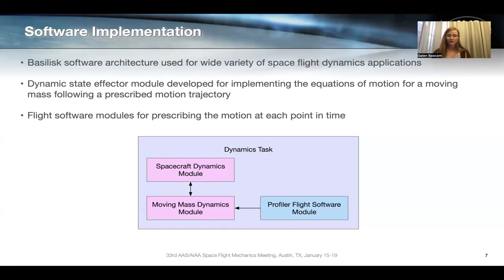The other thing that we developed was a set of profilers that feed in as messages to this dynamics module what those quantities, the r_FM, r'_FM, and r''_FM, should be at each point in time.